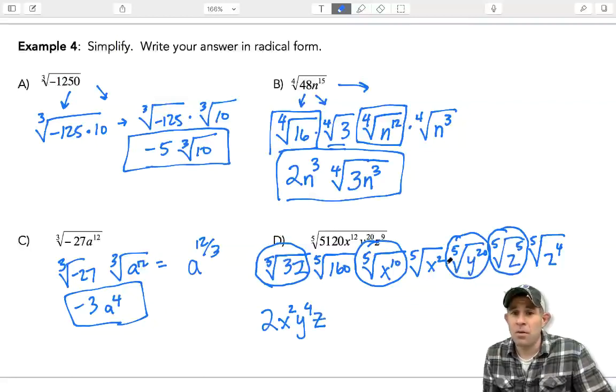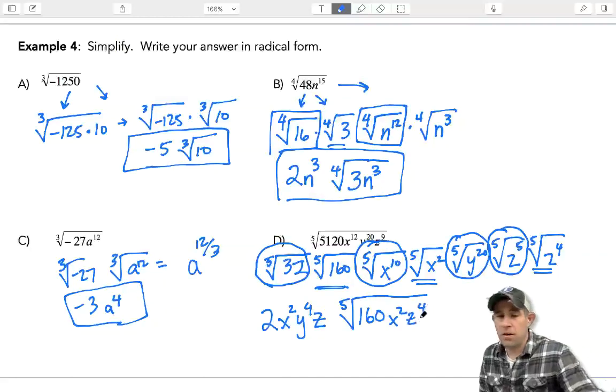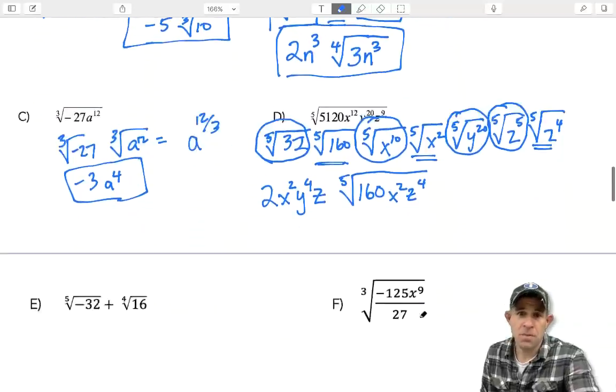All right, now we've simplified all of the ones that were circled. Now the ones that we're underlining need to all go back under that radical of the fifth root. So we're going to rewrite that as the fifth root of the remaining amount, which is 160 x squared z to the 4th. All right, I told you that was going to be a doozy.